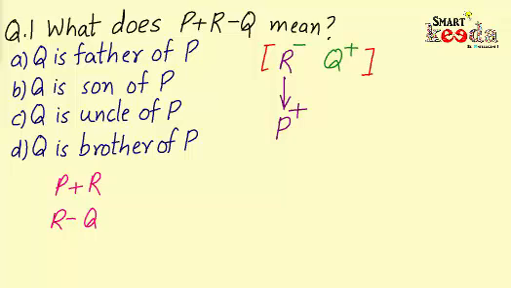Now we would check for the correct option among the given options. The first option says that Q is father of P. And from this tree we can see that R is mother of P and Q is husband of R, which means that Q is father of P. Therefore, the first option is true, which is the required answer.